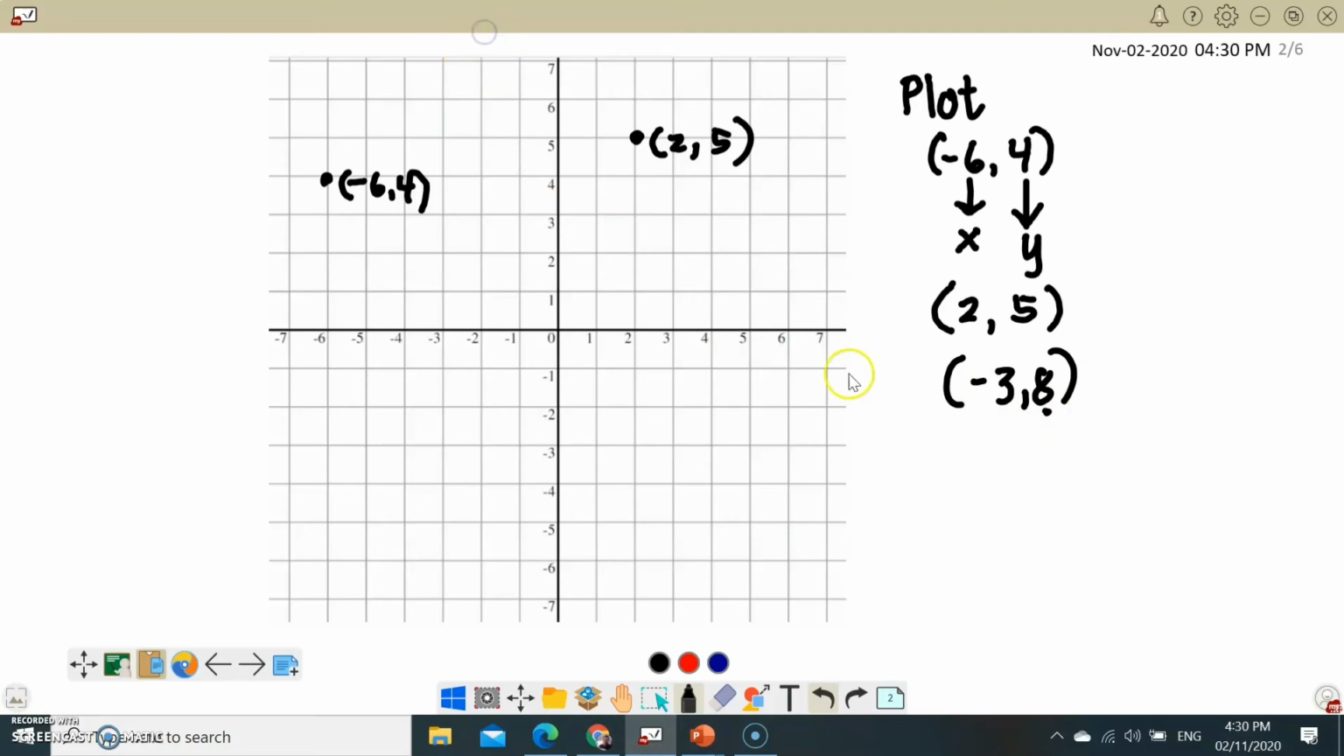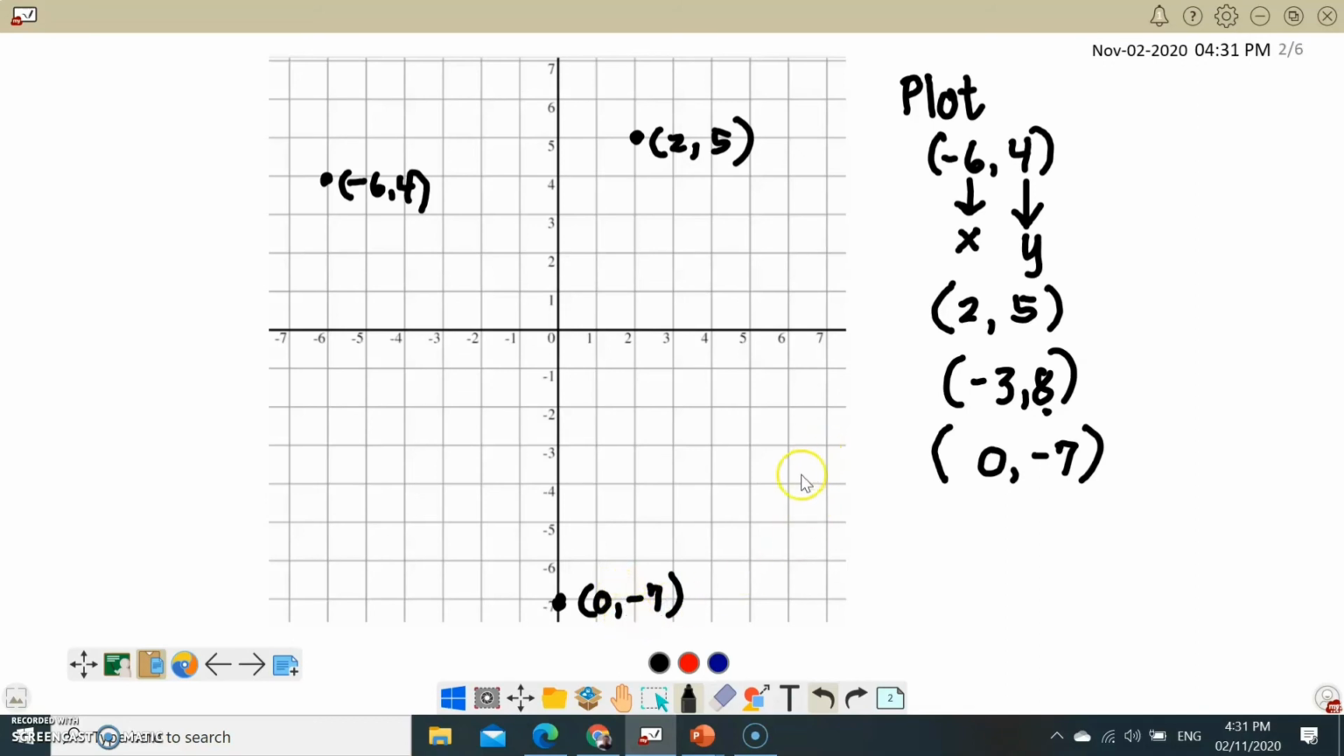Okay? So how about we have 0, negative 7. So how many units to the left or to the right? It's none because the value of x is 0. Then going down 7 units since y is negative 7. So we have 1, 2, 3, 4, 5, 6, 7. And you now have 0, negative 7.